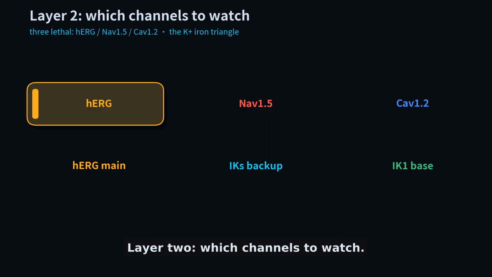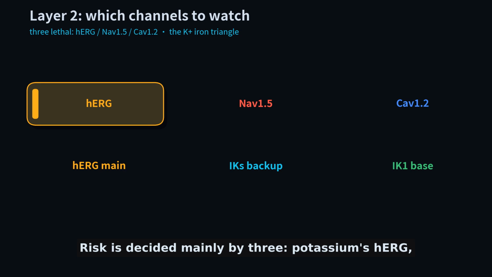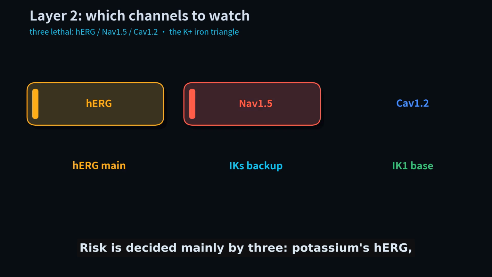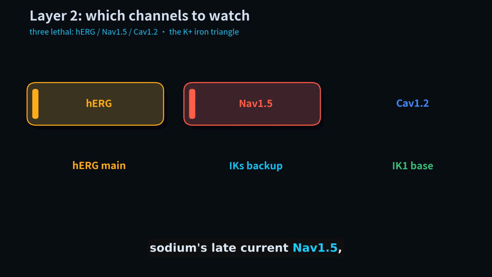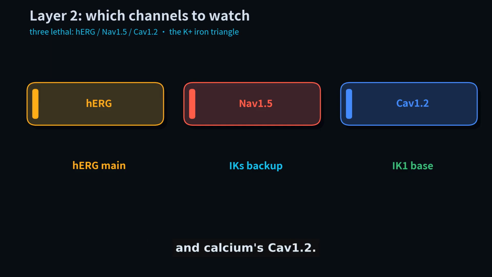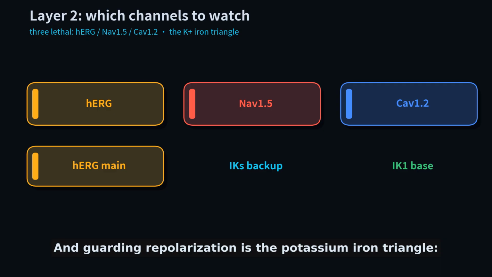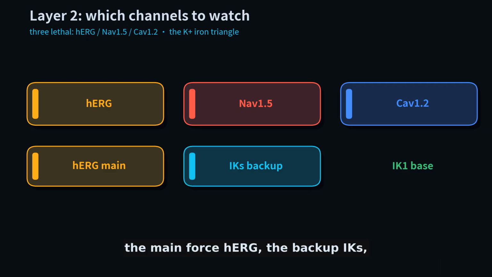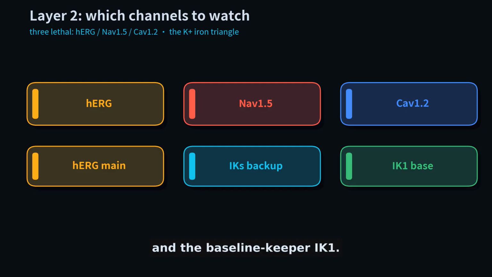Layer 2, which channels to watch. Risk is decided mainly by three: potassium's hERG, sodium's late current NaV 1.5, and calcium's CaV 1.2. And guarding repolarization is the potassium-ion triangle, the main force hERG, the backup IKs, and the baseline keeper IK1. Each one's role and how much each is blocked by a drug must be measured, one by one.